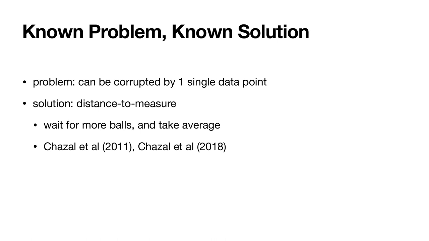And this is actually a well-known problem, and there is a solution proposed by Chazal in around 2011. The idea is that you don't just take the first data point that gives you the ball. You wait for several more points, several more balls to hit you in order to decide when you should be counted to be inside the space.